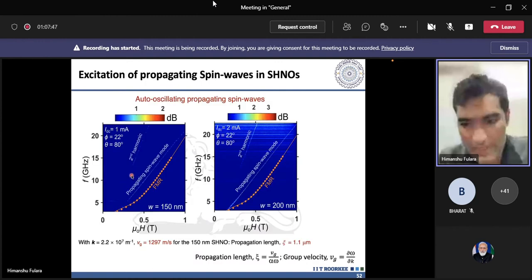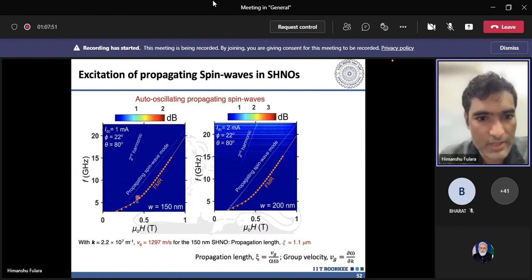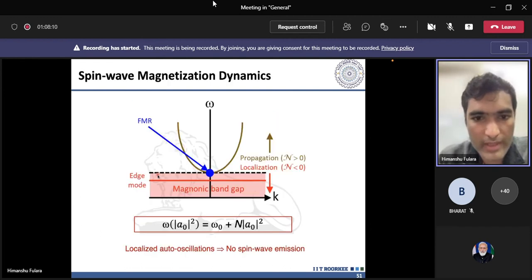So then we again excite these auto oscillations. In this case, you can see that we were able to observe this signal, which is basically a microwave signal, in different devices of width 150 nanometer and 200 nanometer. Now I have also shown this orange color line here, which is quite equivalent to a Fermi level.